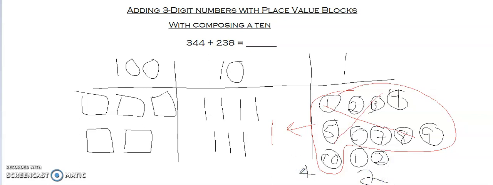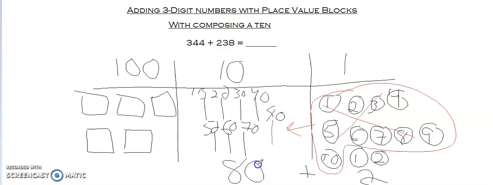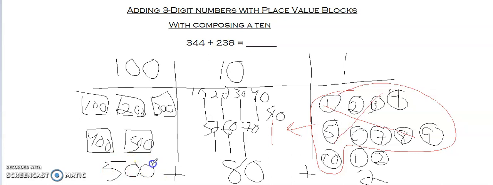Now I can count my tens. 10, 20, 30, 40, 50, 60, 70, 80. And count my hundreds. 100, 200, 300, 400, 500. 500 plus 80 plus 2 is 582.